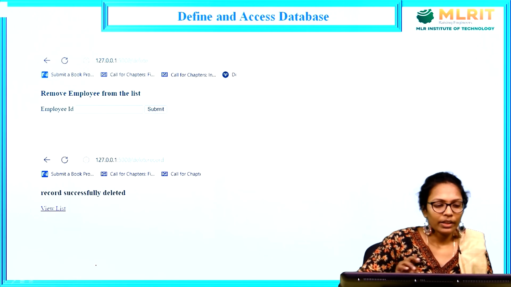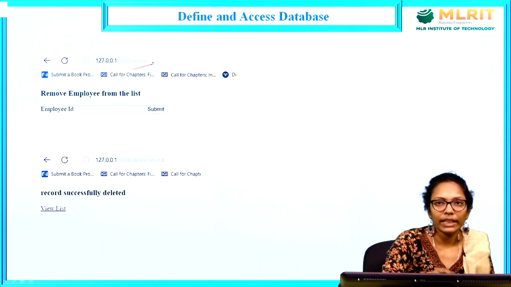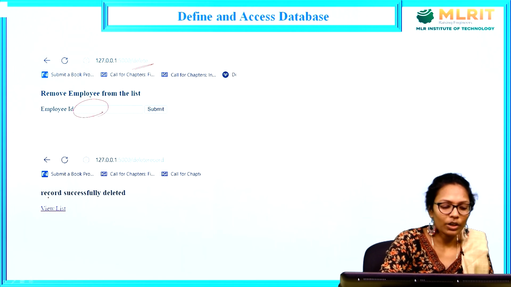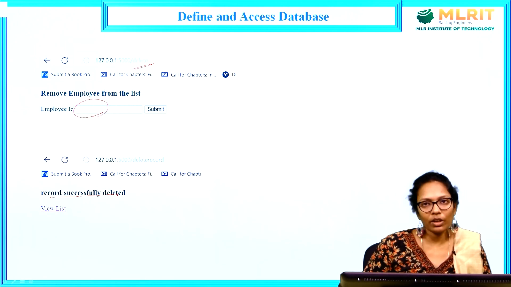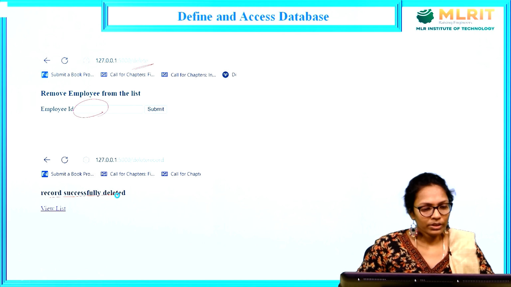Now, if I click on delete record, it will ask for the ID. If I give the ID, the record will be successfully deleted, if the ID exists. Otherwise, you will get a message that the record can't be deleted. So, let's try to execute this.